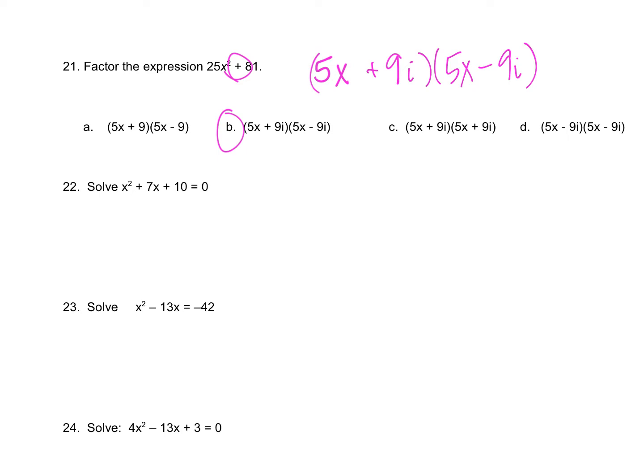Now, the reason that we do that is because we want it to become a positive 81, and 9 times negative 9 is going to be a negative 81. But remember, when we multiply i times i, we get an i squared. We know i squared is a negative 1, so that makes it a positive 81. So that's the rationale behind it, in case you needed that.